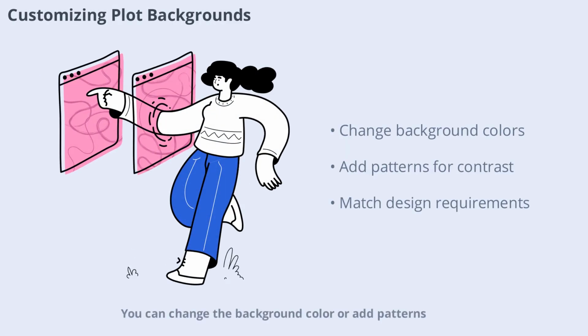You can change the background color or add patterns to your plots for better contrast or visual appeal. Matplotlib lets you customize the figure and axes backgrounds, helping your charts stand out or fit specific design requirements. This is especially useful for presentations or when integrating plots into branded materials.